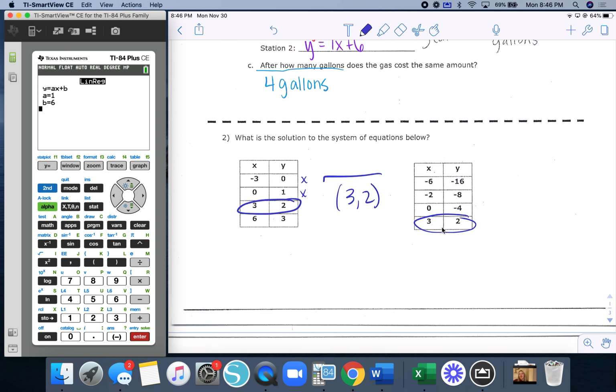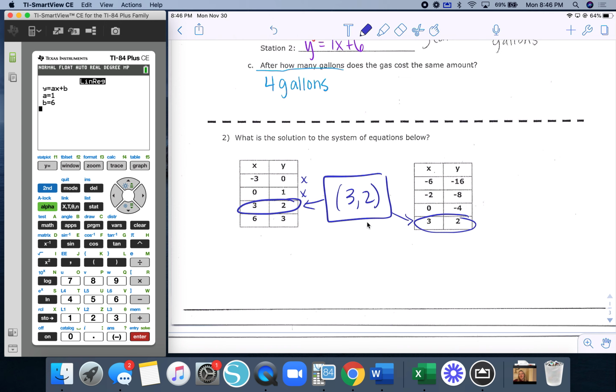So the point (3, 2) is going to be the solution because it is on both tables. The same point exists on both tables. Now, are you wrong if you put this into stat edit, this into stat edit, get 2 equations, and do what we did on number 1?